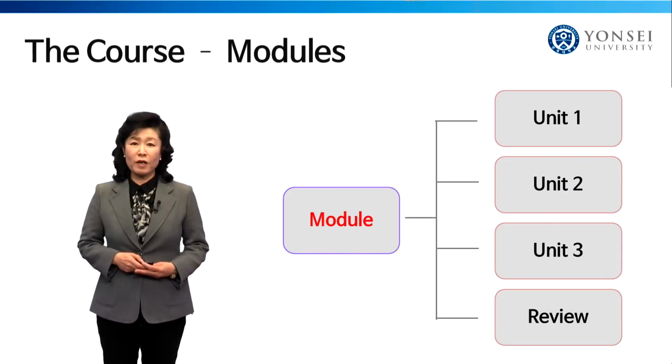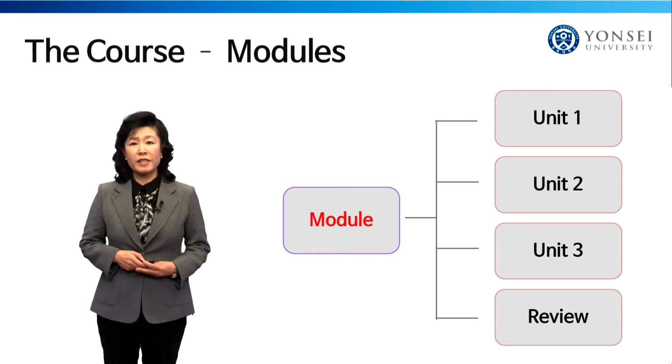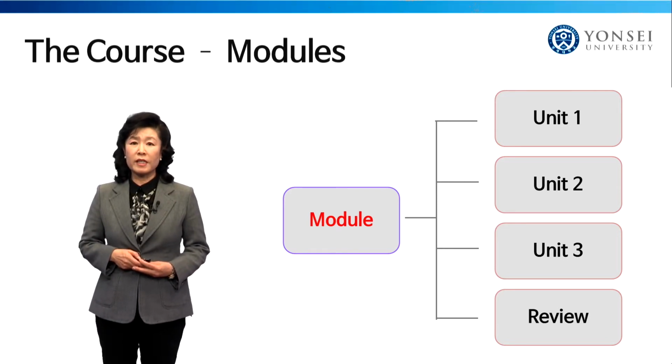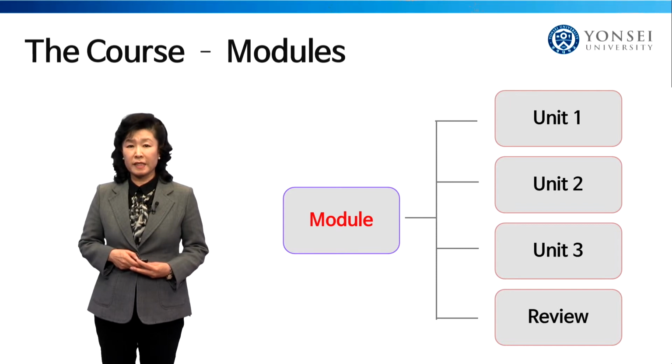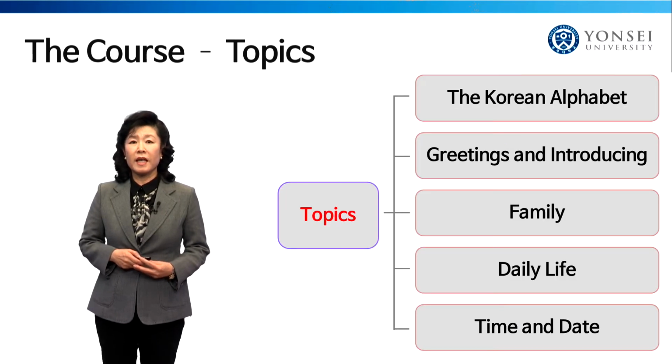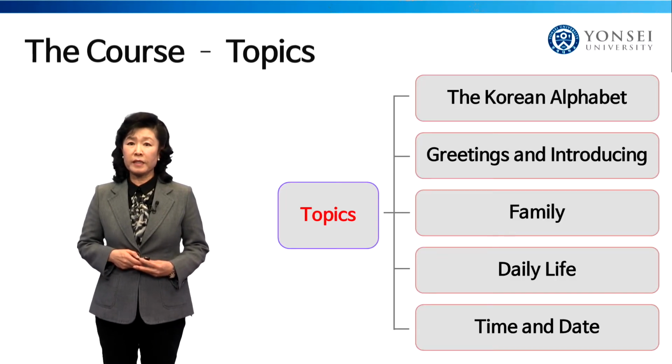And regarding the structure of this course, it consists of 5 individual modules, and each module is made up of 4 units. The 4th unit in every module is a review session to go over all the things learned in the previous 3 units. Each module covers topics including Korean alphabet Hangul, greetings, family, daily life, time and date, and so on.